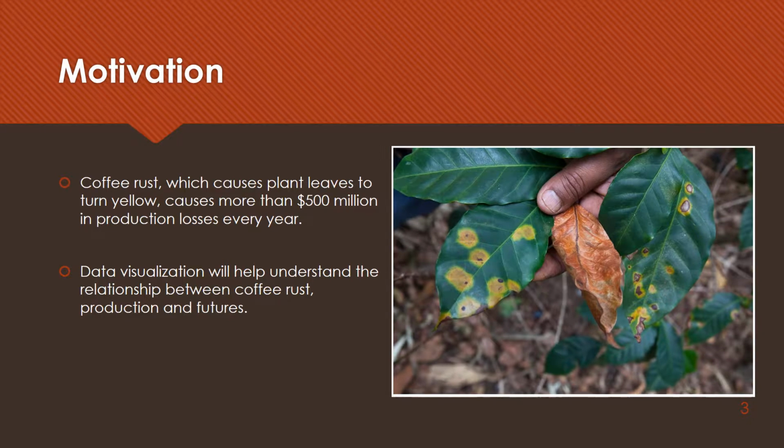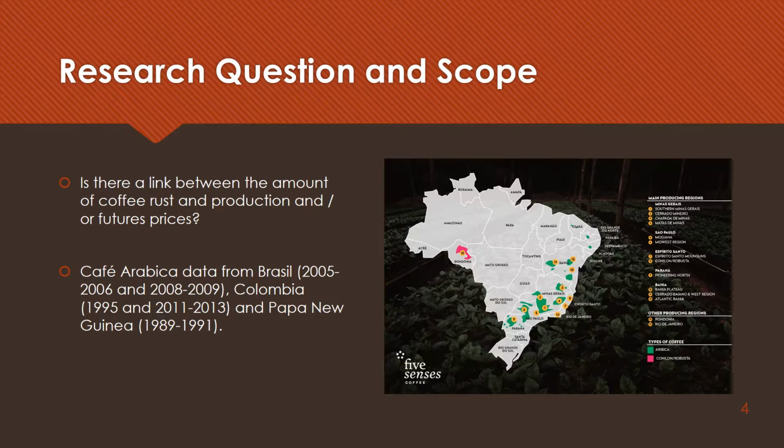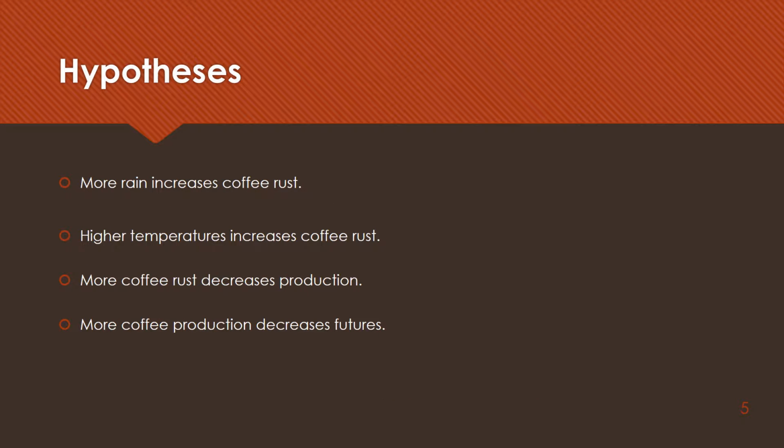We wanted to study the data visualization in order to understand relationships between these variables. Is there a link between the amount of coffee rust and production and/or the futures prices? Café Arabica data from Brazil, Colombia, and Papua New Guinea was studied in the following years. We have the following hypothesis: that more rain increases coffee rust, that higher temperatures increase coffee rust, that more coffee rust decreases production, and that more coffee production furthermore decreases futures.